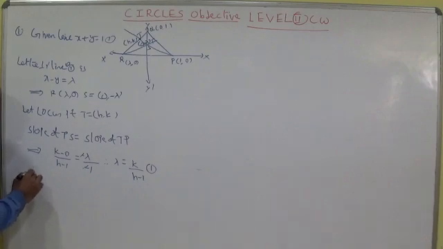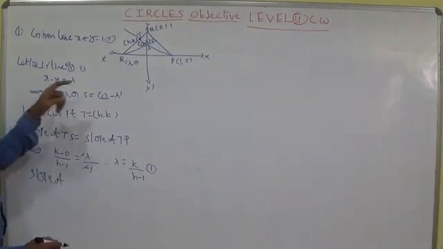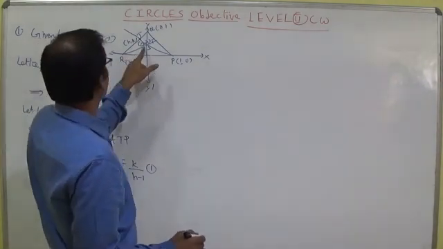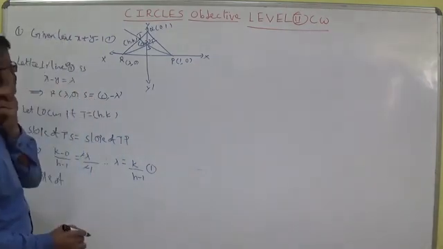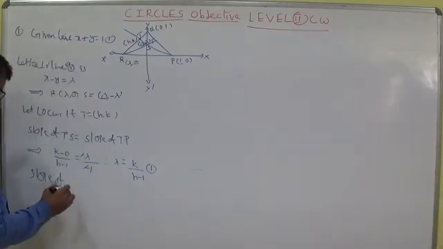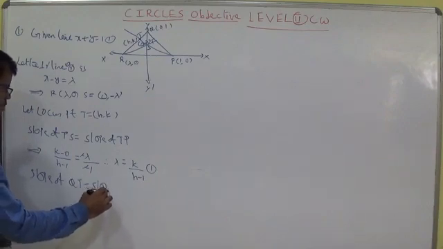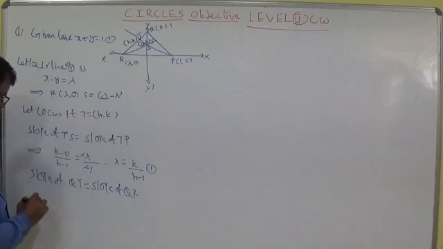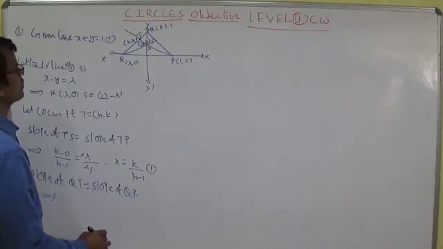Next, in the similar way for this one you can say, slope of QT is equal to slope of QR. That implies slope of QT, slope of QT means K minus 1 by H.